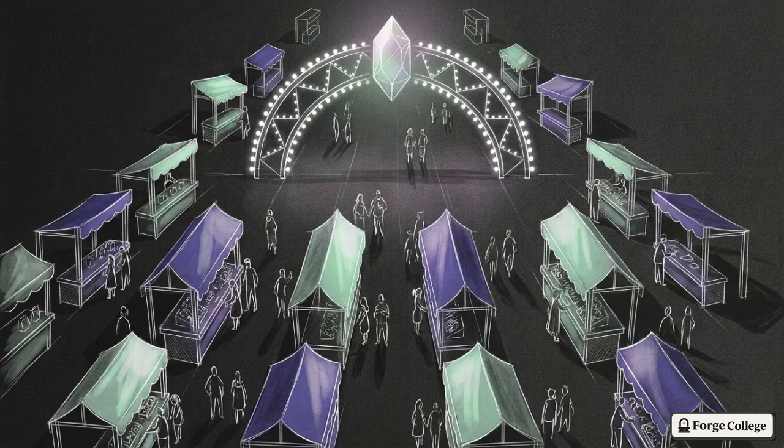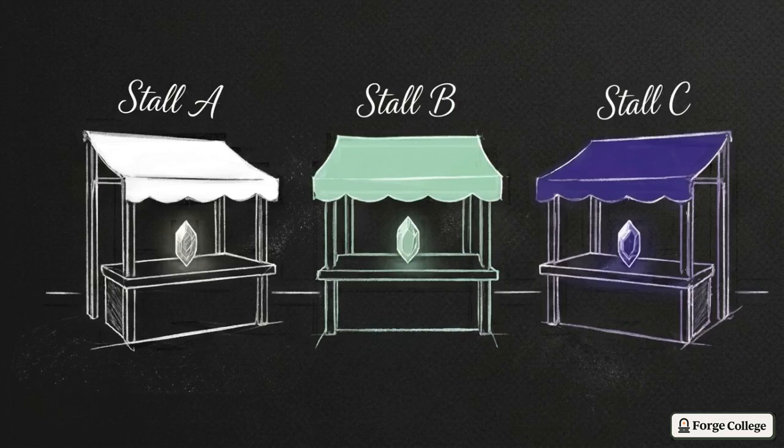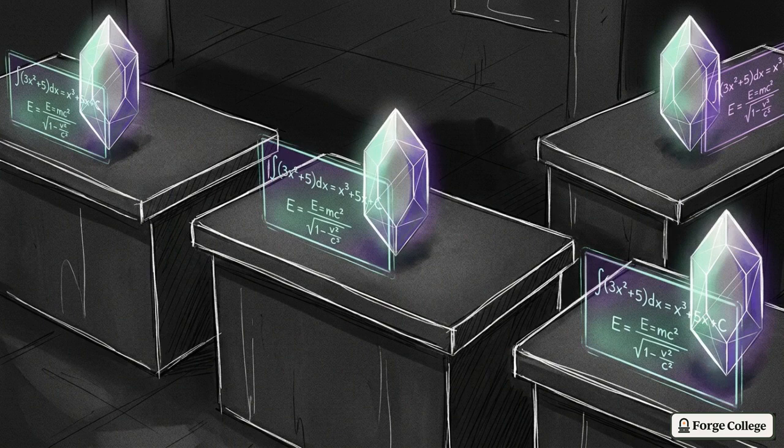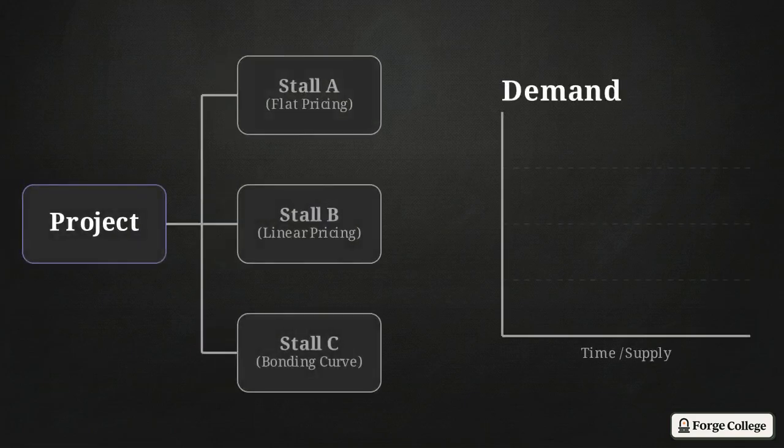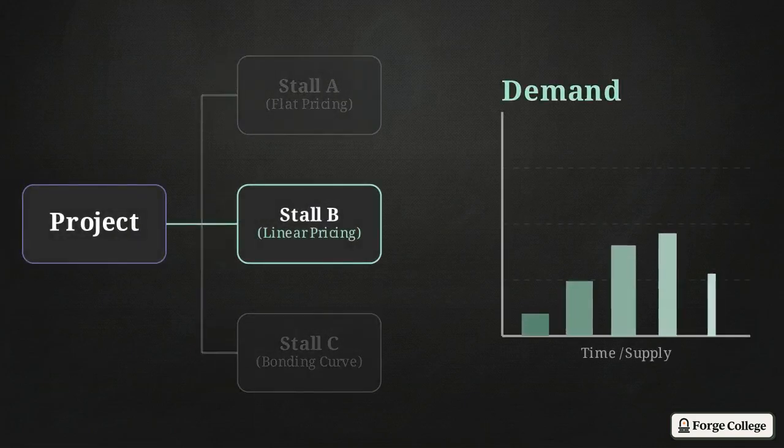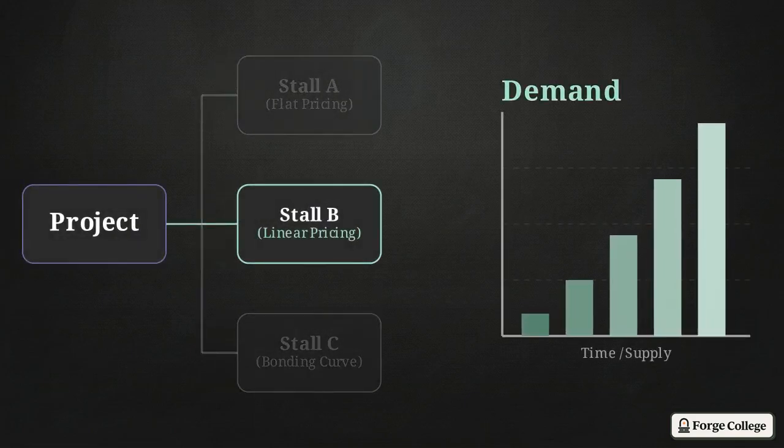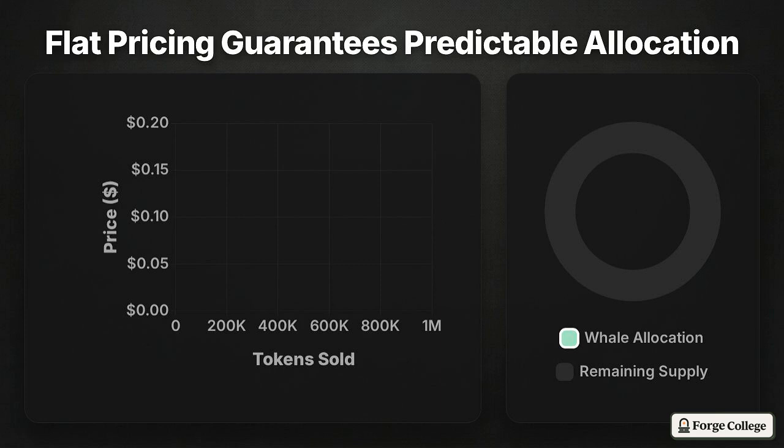To understand how these rules work, imagine walking into a stylized farmer's market. Let's call it Token Town. Here is our market layout. We have 3 different vendors, and while they're all selling the exact same digital asset, each one uses a completely different logic to set their prices. Deciding which of these stalls represents your project is a primary way for a developer to shape the demand for their token.